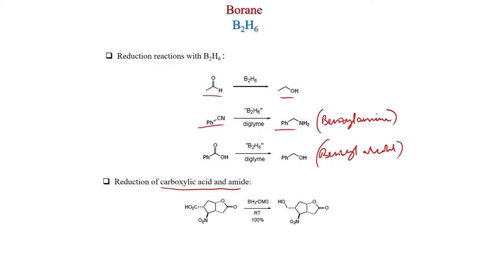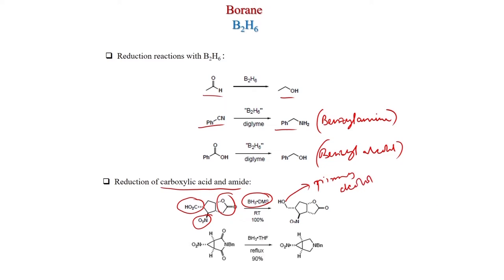And if you see this molecule here, carboxylic acid motif is there, nitro group is there, and a lactone motif is there. And selectively only the carboxylic acid group is reduced to the primary alcohol with BH3 DMS reagent at room temperature. So, this becomes primary alcohol, and the other lactone and nitro groups are untouched.